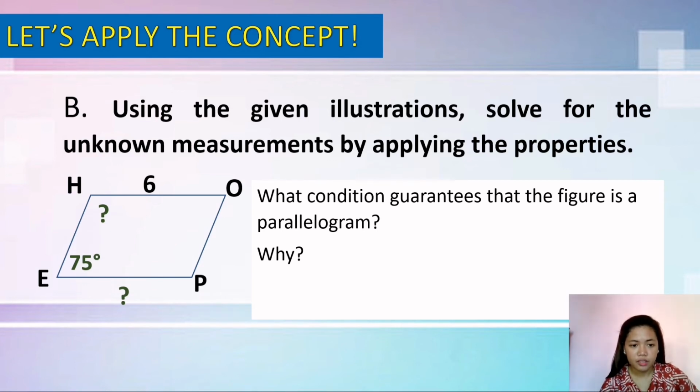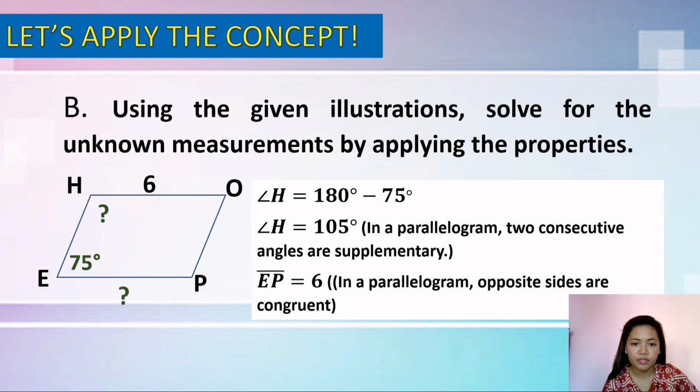And we have here angle E and angle H. So what is the relationship of angle E to angle H? So angle E is adjacent or consecutive to angle H. So we will use the word supplementary. So what angle are we going to add to 75 to make it 180? So if you will solve it systematically, we have this one. So to solve for the measure of angle H, we have angle H is equal to 180 minus 75, and that is equal to 105 degrees.